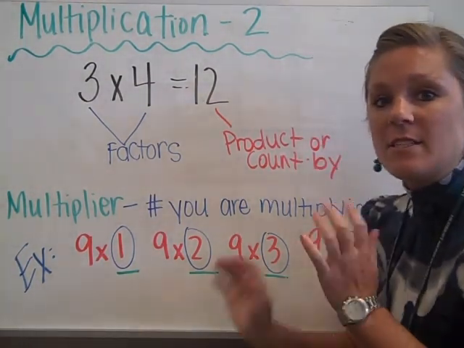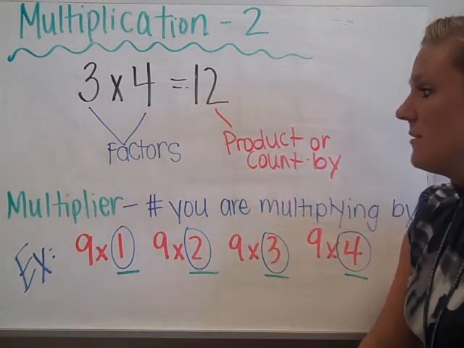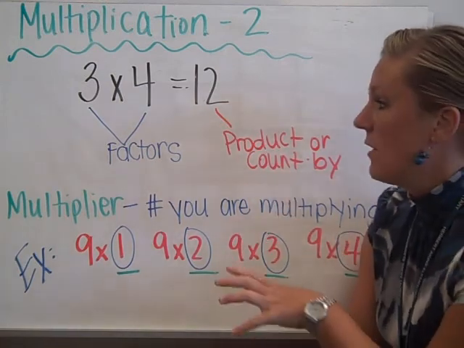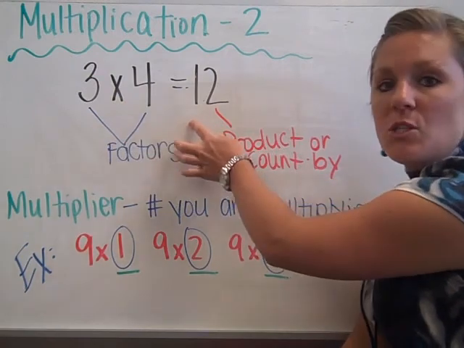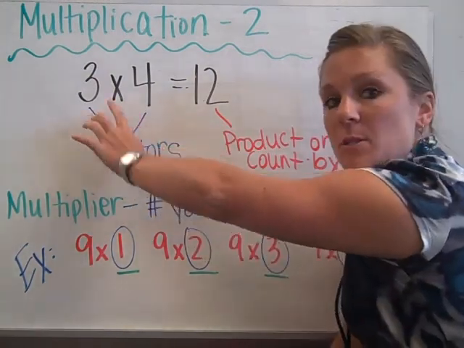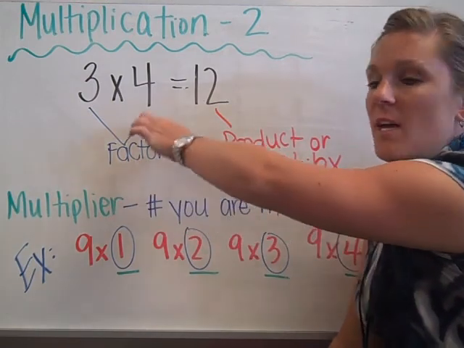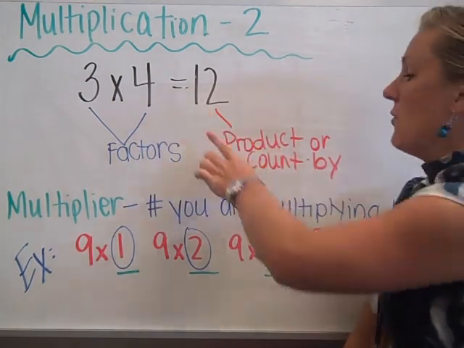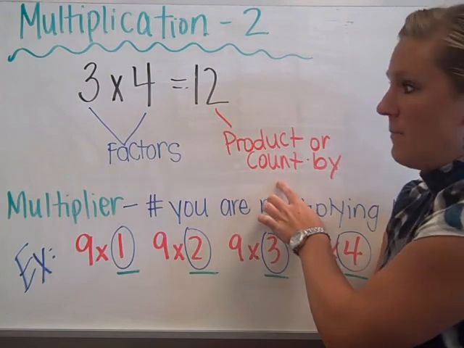Alright guys, this is our second lesson for multiplication. I want to do a quick review. If 3 times 4 equals 12 is the equation, keep in mind that these two numbers we're multiplying together are our factors, and the answer or total is our product or count by.